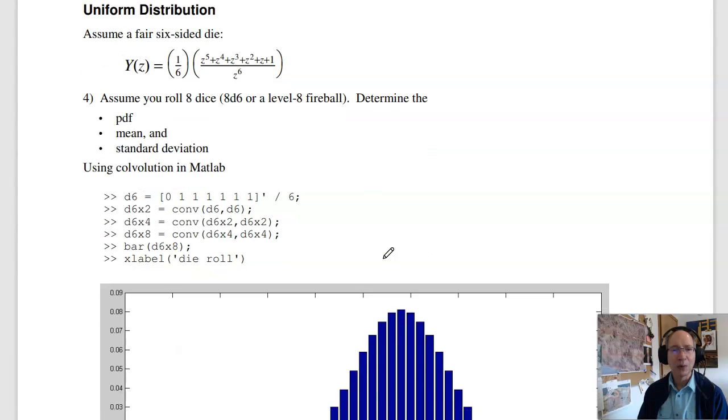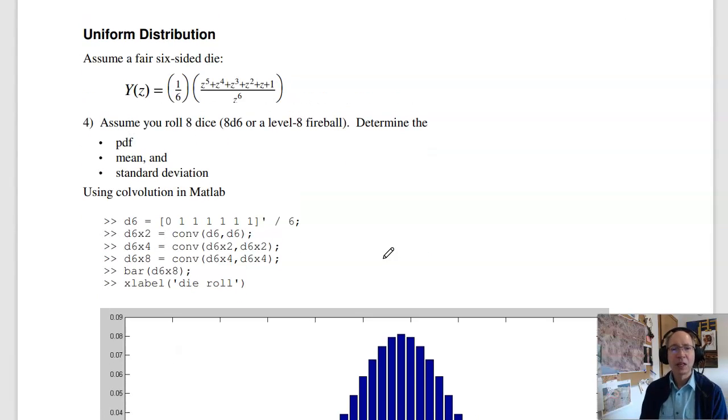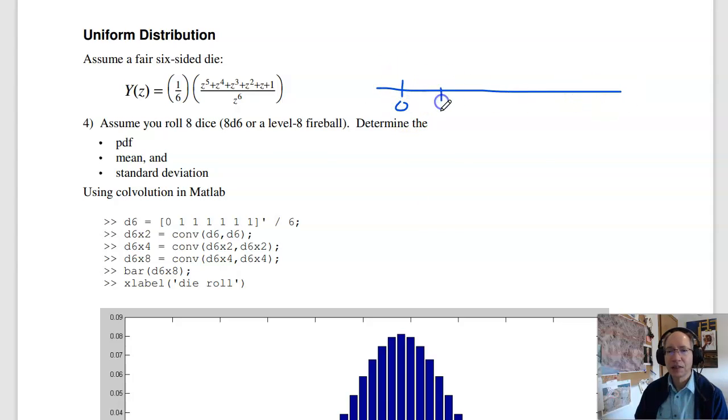Problem 4. Assume you have a fair 6-sided die. The z-transform of that would just be this. And you kind of get that for a 6-sided die, I'll have the numbers 1 through 6 coming up each with equal likelihood, or 1 in 6. So it's just a delta function at the integers. Each one has a height of 1/6.